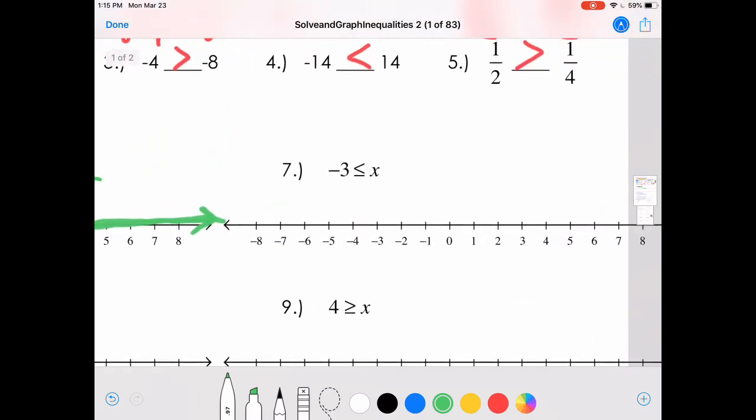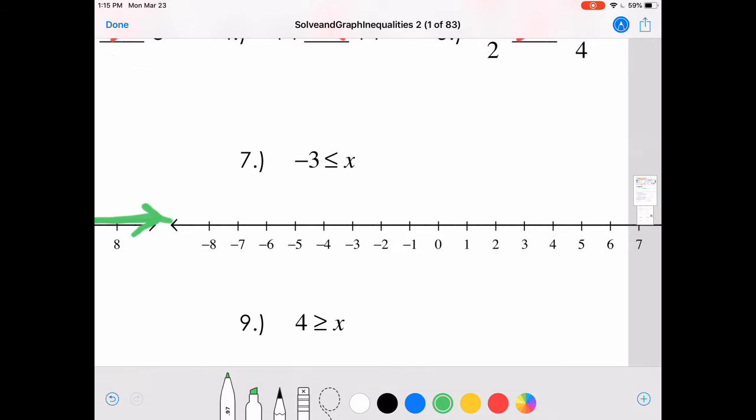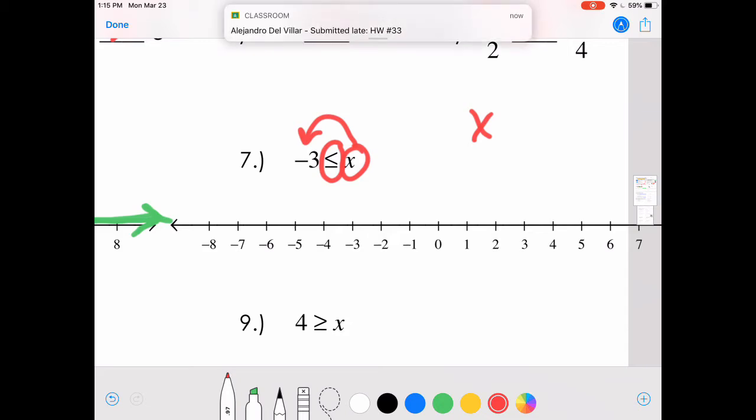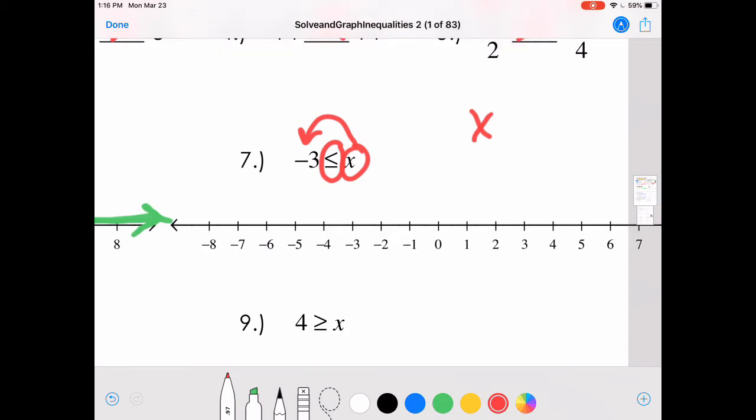So for number 7, I don't like how it's written. You have the number written first and then the variable. And I kind of showed you how to move that around. So we want the variable to be on the left-hand side. So what I did was I rewrote it. And you want to keep some things in mind when you rewrite it. I wrote X on the left, but when you rewrite it, you want to change your inequality sign. It's actually going to flip. So right now it's less than or equal to, and it's going to become a greater than or equal to.